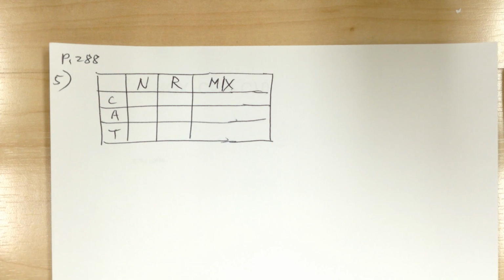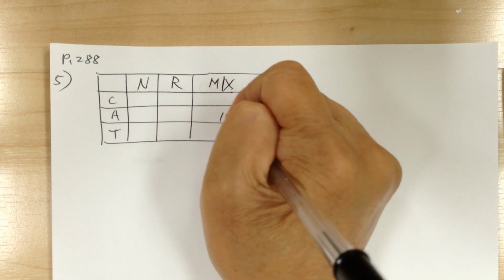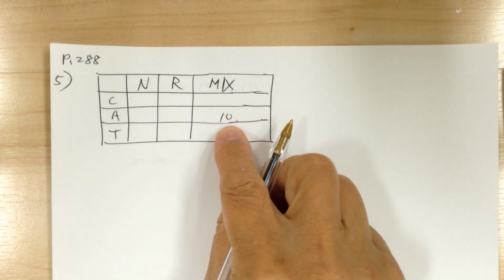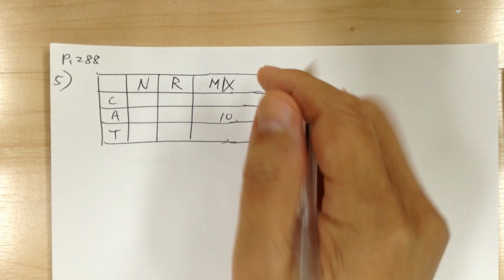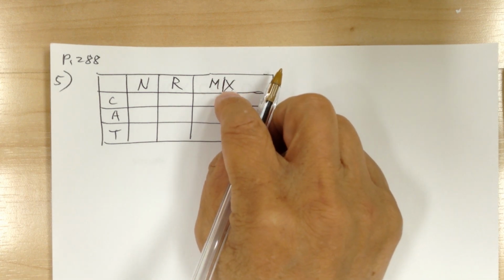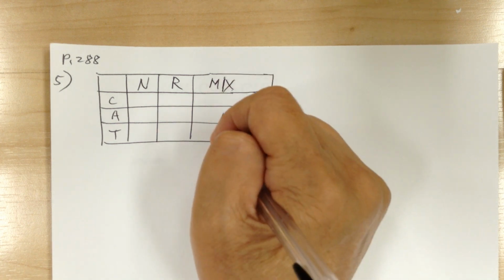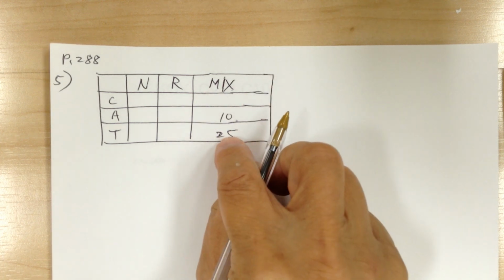Okay, 10-pound mixture. So the mixture is 10 pounds, so 10 goes over here. Of nuts and raisins costs $25. Now don't put it over here. When you see the words per pound, that's what goes over here. But the 10 pounds costs $25, so 25 is already the total. So 25 goes over here.